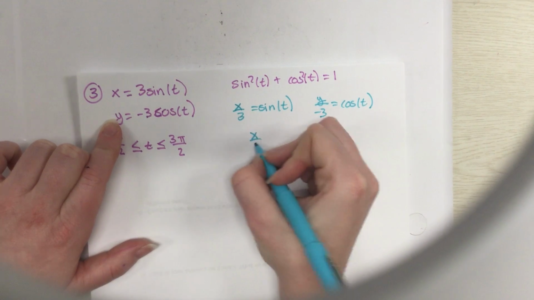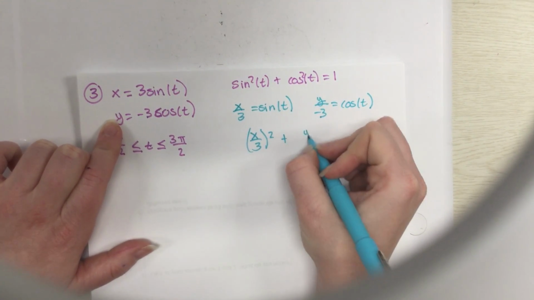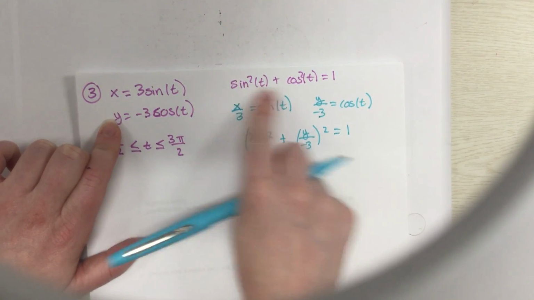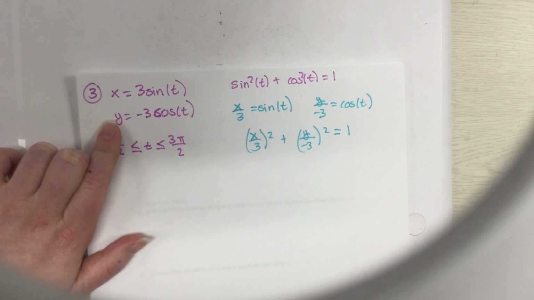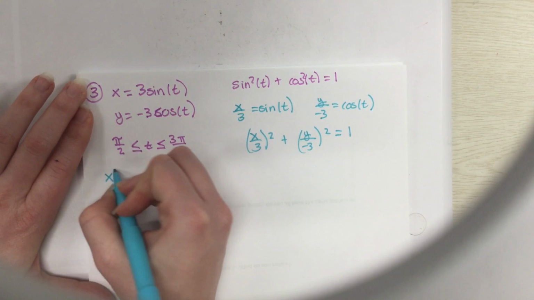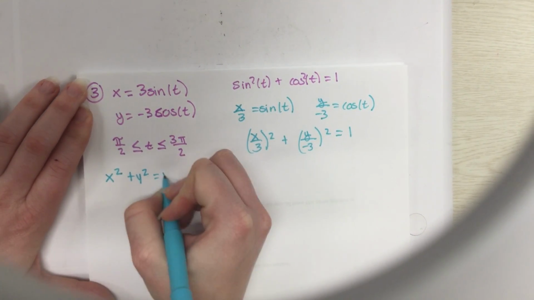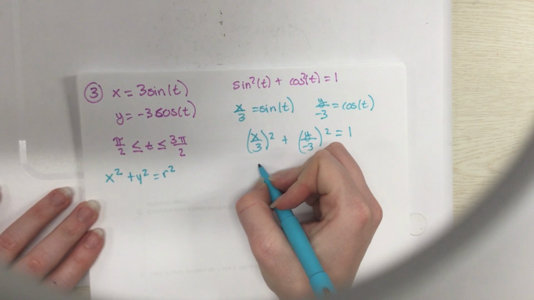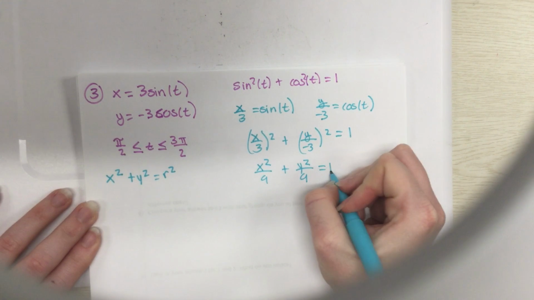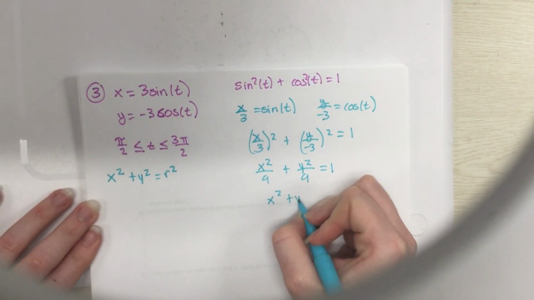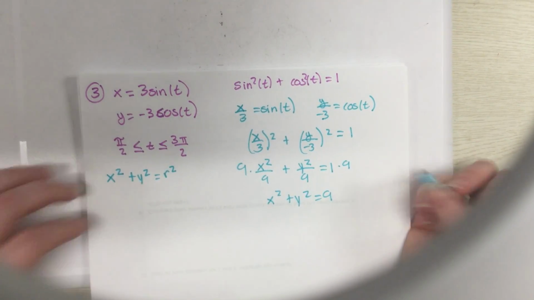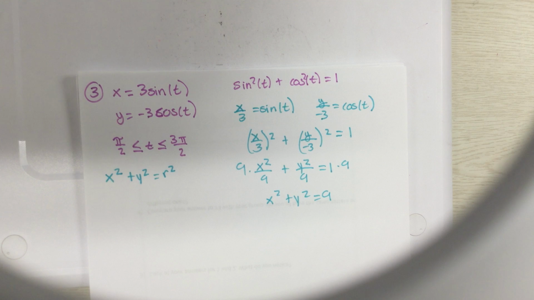Okay, and so I have x over 3 squared plus y over negative 3 squared equals 1. So we just plug those into our Pythagorean identity, sine squared plus cosine squared equals 1. Since we are doing a circle, we know the circle's equation is x squared plus y squared equals r squared. So this becomes x squared over 9 plus y squared over 9 equals 1. So x squared plus y squared equals 9 because I multiplied by 9 on both sides. All right, and so that's your rectangular equation.